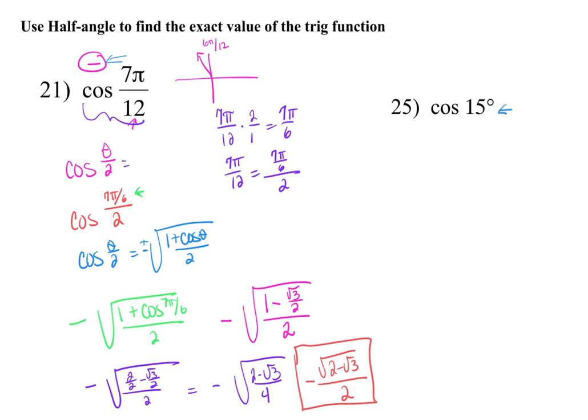We're going to do exactly the same thing here. If we need to know how to set this up, we could say, well, the cosine of 15 is the same thing as the cosine of 30 over 2. And we can do the same process with our half angle formula using 30.